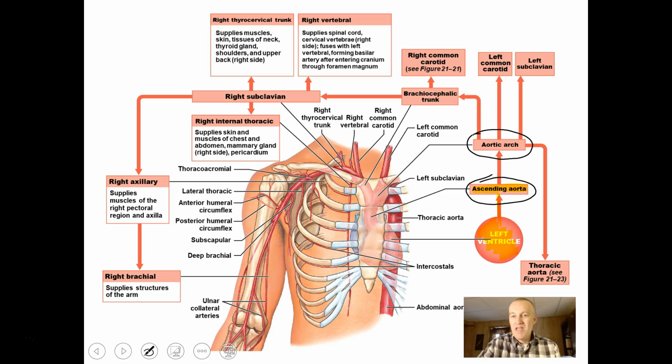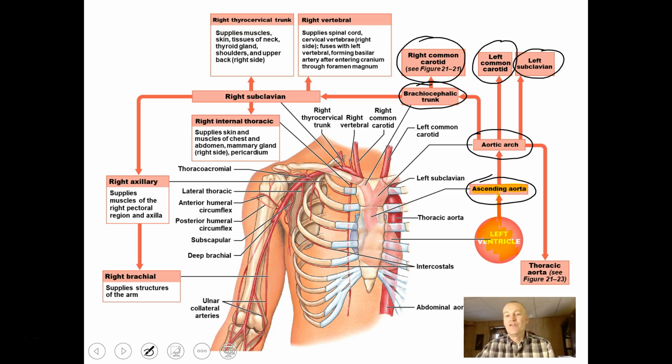So we have the left subclavian branch that comes off the aortic arch, and that's going to feed your left arm. We have the left common carotid, which will go up to the left side of your neck and feed your head, or at least the left side of your head. And then coming out of the aortic arch, we have the brachiocephalic trunk. The brachiocephalic trunk will subdivide into the right common carotid, which will be the carotid artery that will feed the right side of your head.